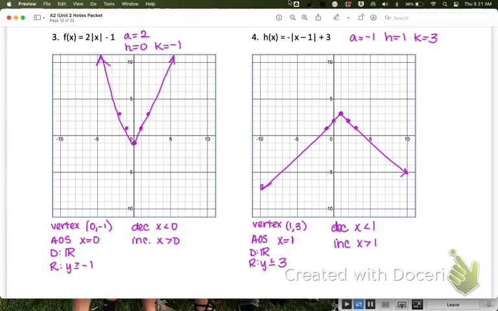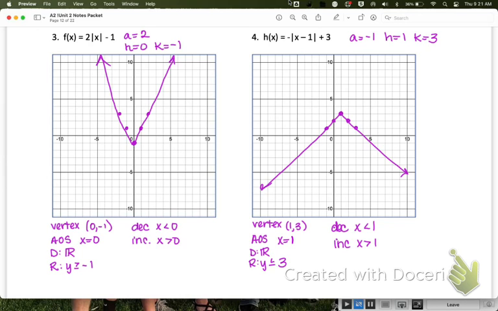All right, here are what my graphs look like. So for number 3, a is equal to 2, h is 0, and k is -1, so your vertex is 0, -1. Your side should be a little bit steeper since that's a vertical stretch by 2, but it still opens up. And so that is the graph that you get.